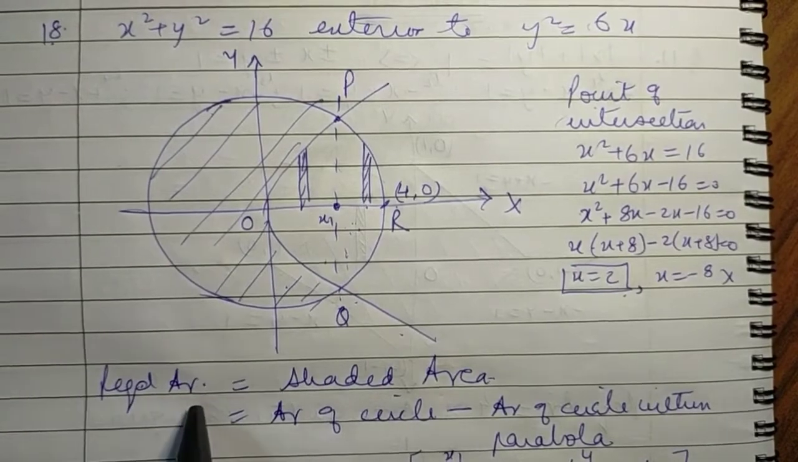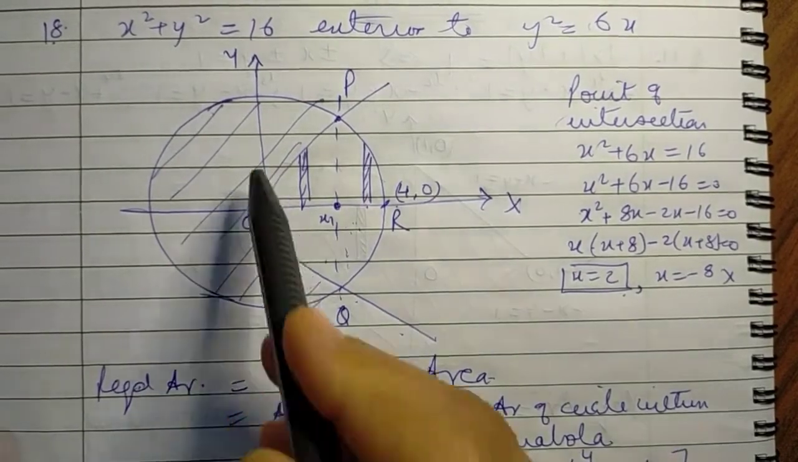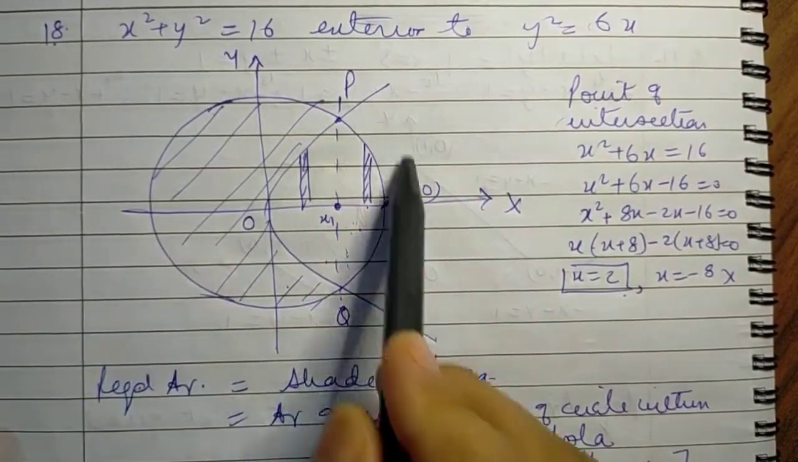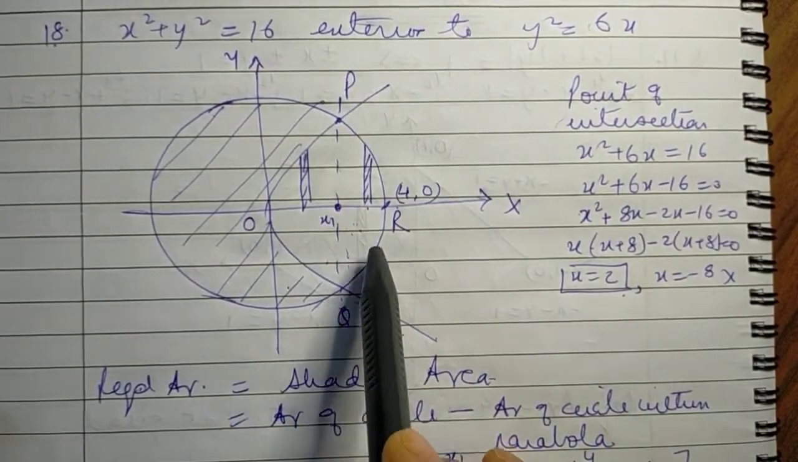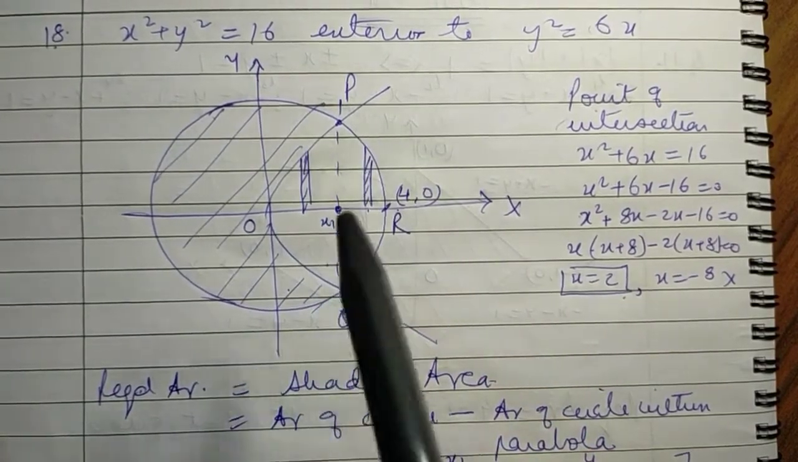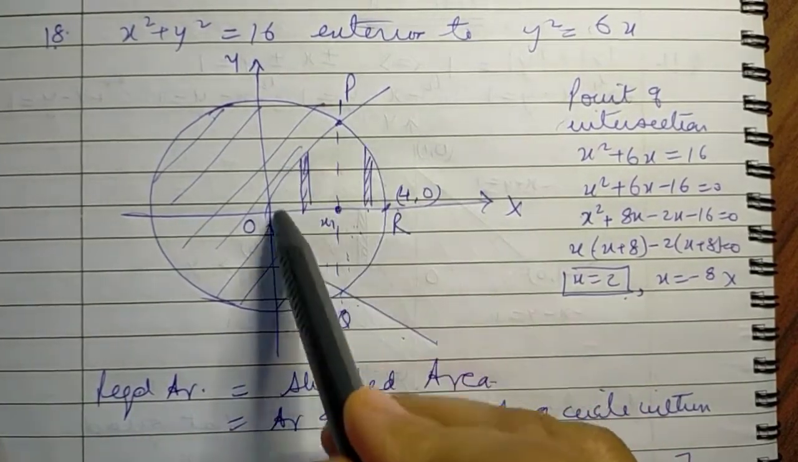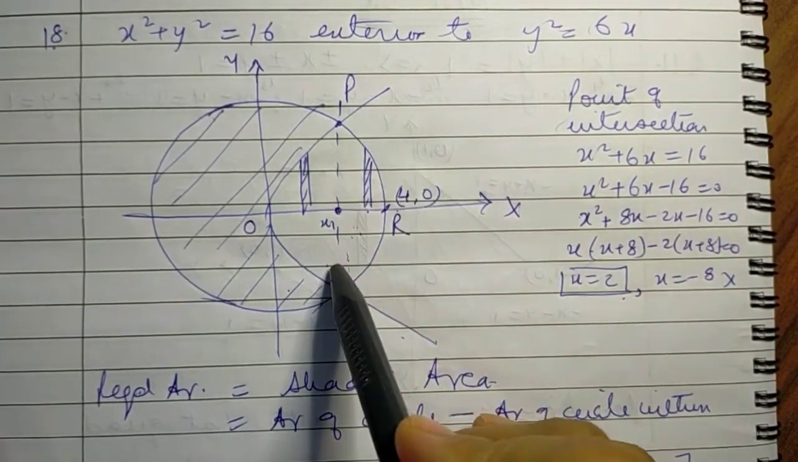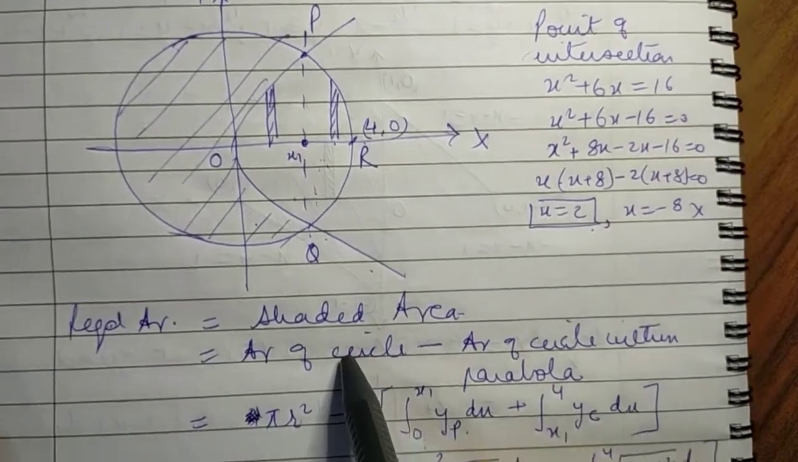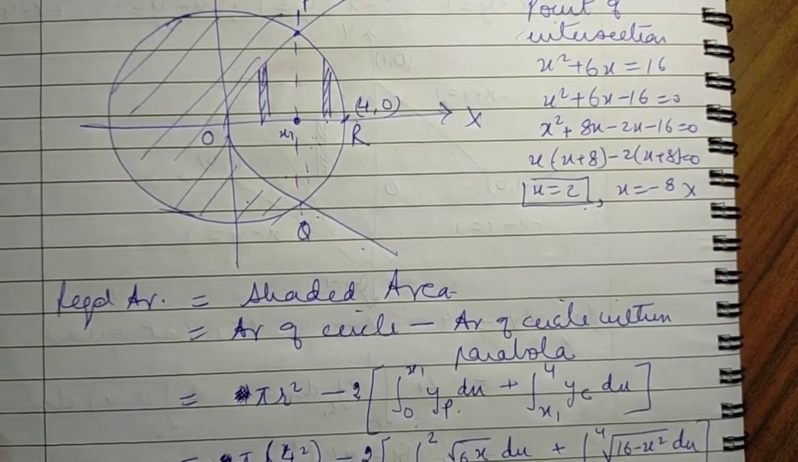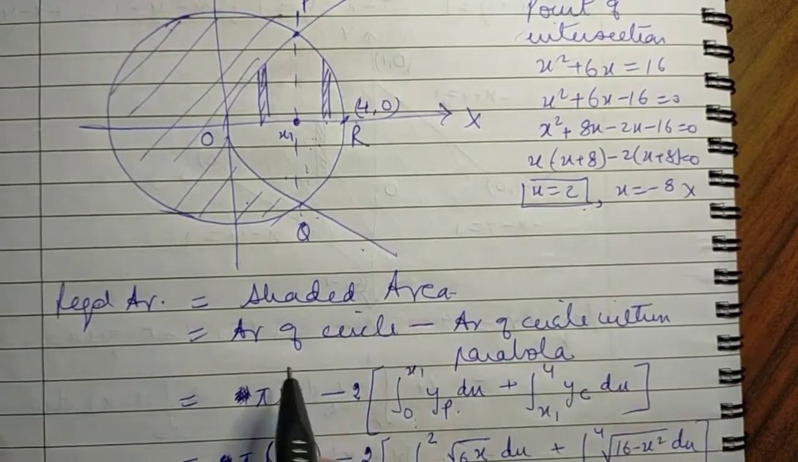Now the required area is the shaded area, that is this area. So clearly we can write it as area of the full circle minus this smaller area. And the reason behind it is that we are able to solve this area easily with our known results. So now we can write it as area of the circle minus area of the region within the parabola.